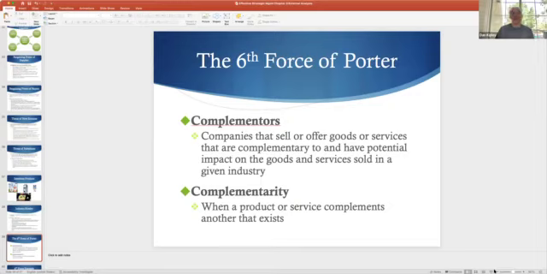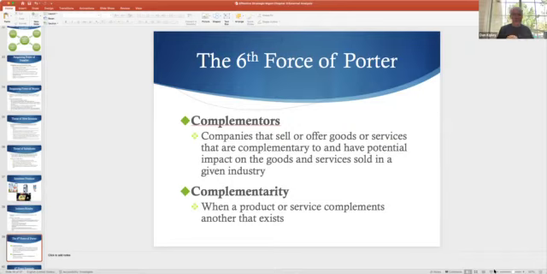Well, there's a sixth one. It's called a complementer. This is a relatively new force that Porter talks about. Complementers, first of all, have been around for a long time. You've got a hot dog and a hot dog bun. The bun is a complementer of the hot dog. Or you have a hot dog bun, a hot dog, and then a mustard that goes along with it. Same thing. That's a complementer too.